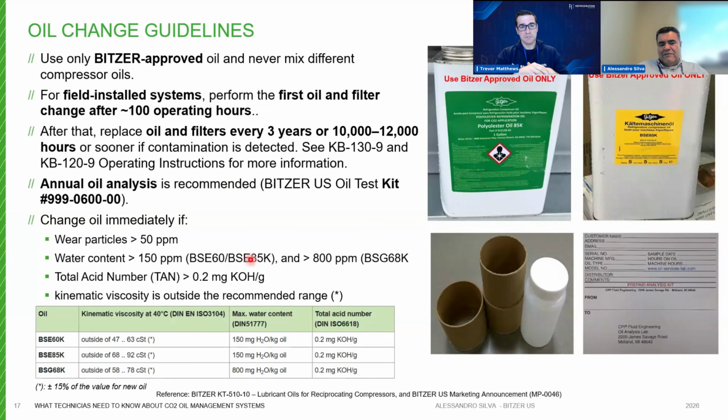Water content, especially for the BSE 60K and the 85K, above 150 ppm. Just to know, if you grab a brand new oil can, the ppm is of course lower than that, about 30 ppm. But for used oil, if you send a sample to a lab and it is above 150, you have to change the oil. And I still think that's too high. I say 100. I know it's 150 in your manuals, but I say 100.